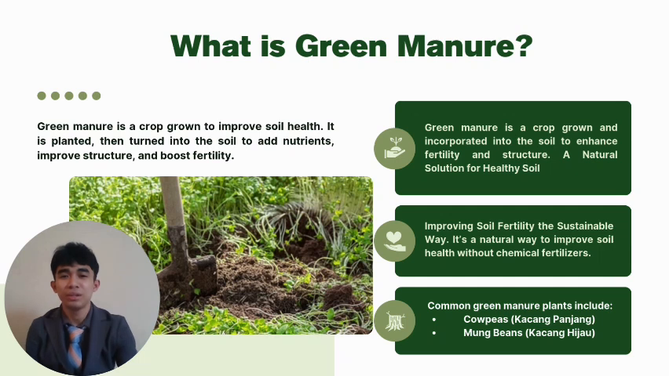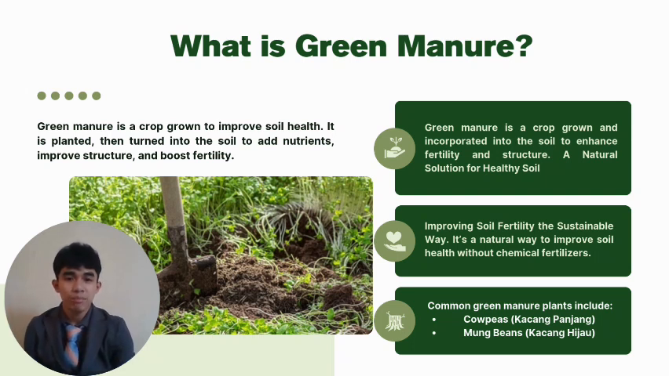What is green manure? Green manure is a crop grown to improve soil health. It is planted then turned into the soil to add nutrients, improve structure, and boost fertility. It is a crop grown and incorporated into the soil to enhance fertility and structure. It is a natural solution for healthy soil.